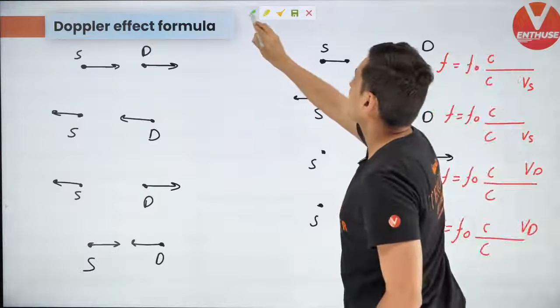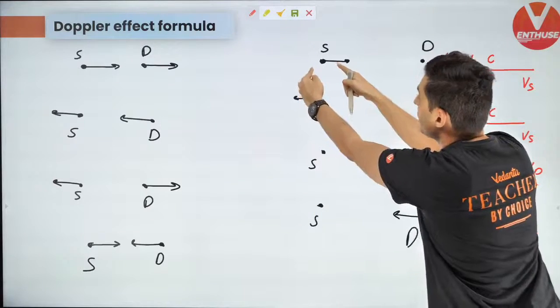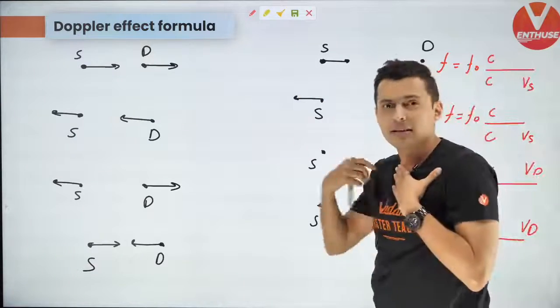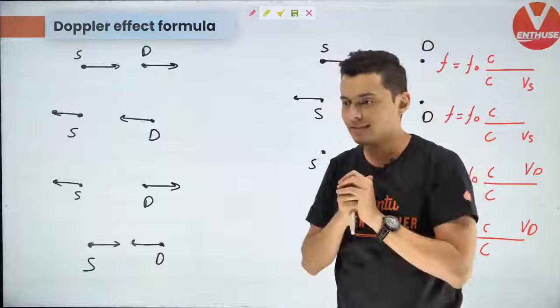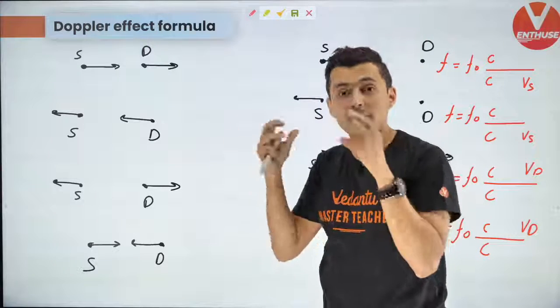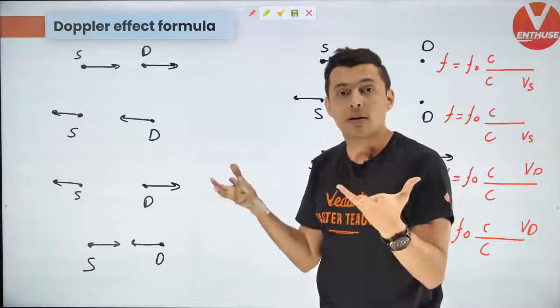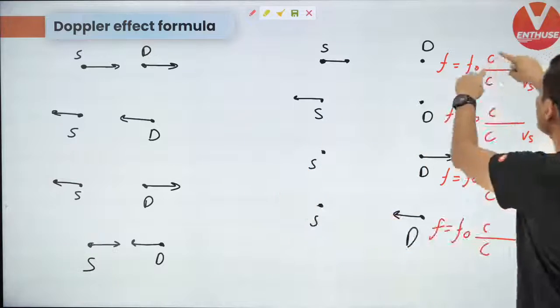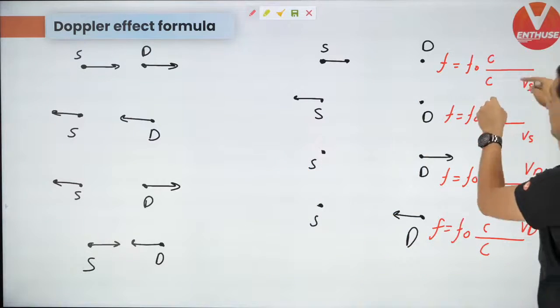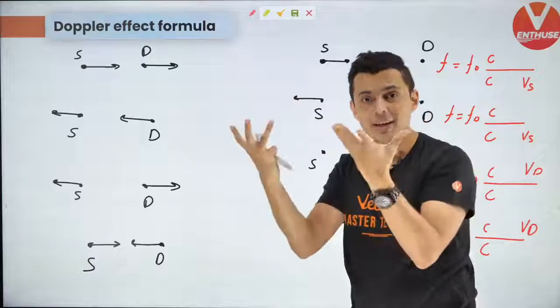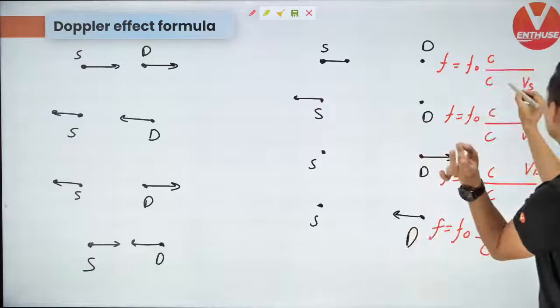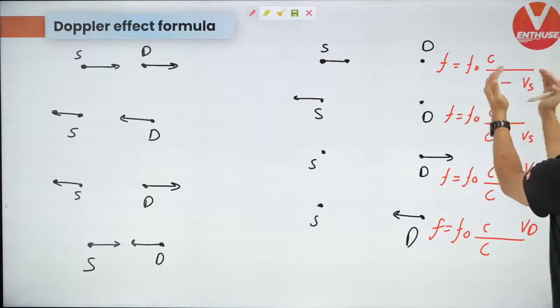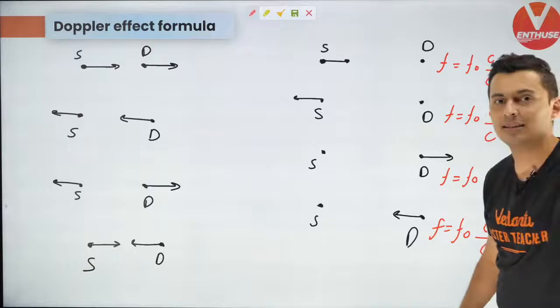Now, think about it. If a source is coming towards you, you are the detector, will the frequency be more or will it be less? It will be more. If it is more, then this fraction should increase, right? So the denominator should be smaller. So make it minus. This has become smaller. That's it.